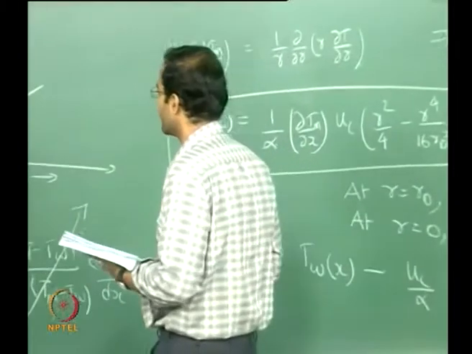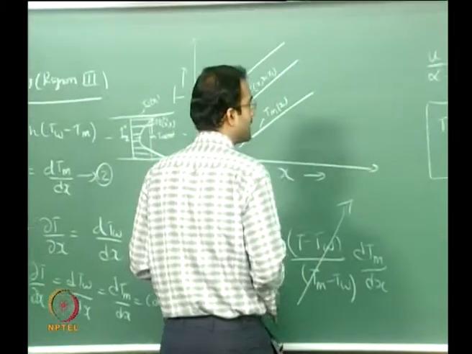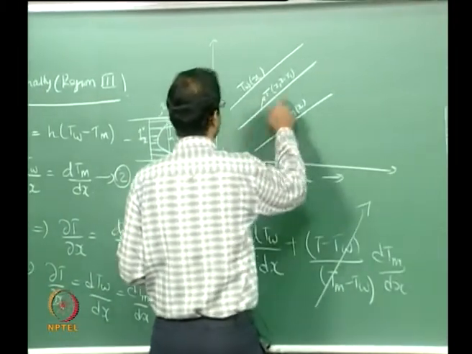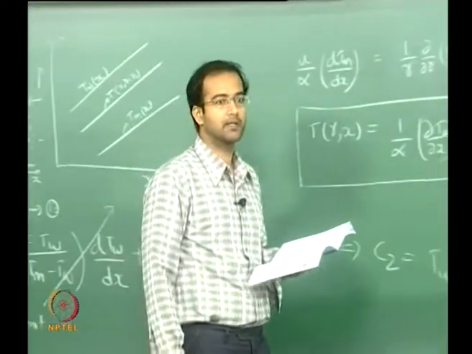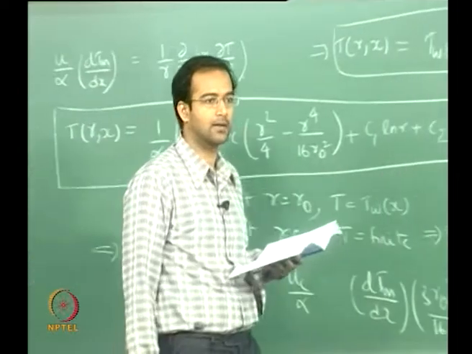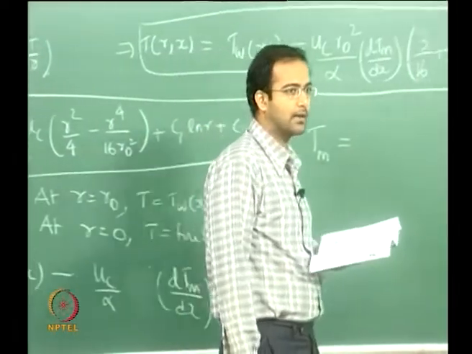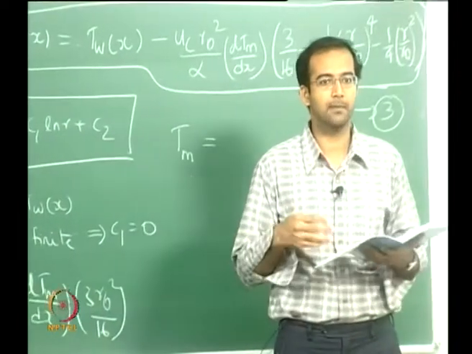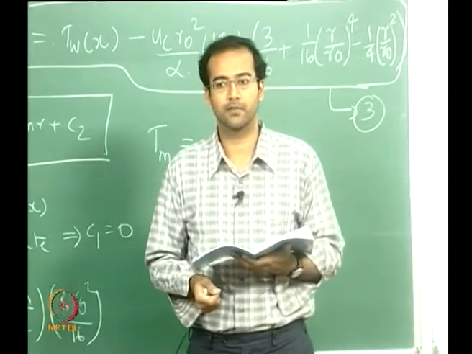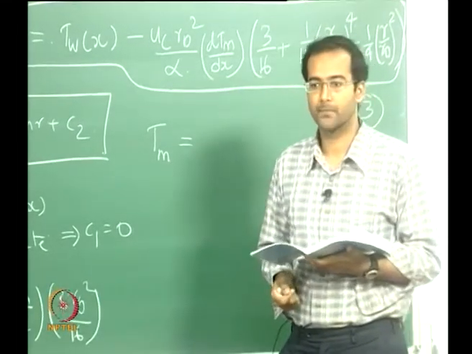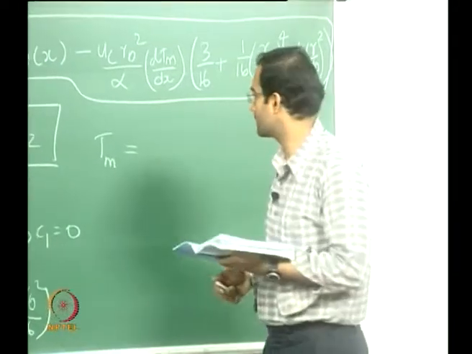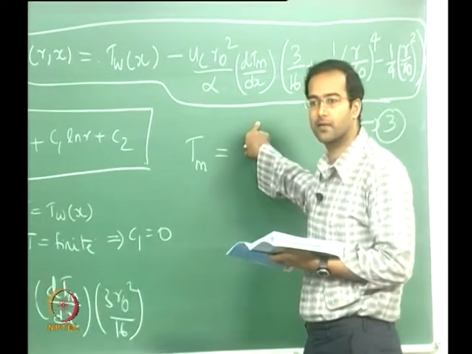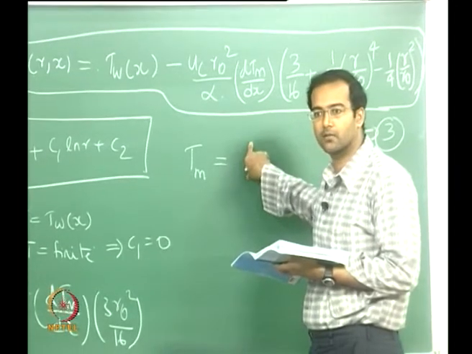So we now know the variation of T with respect to both X and R. Now we should get an expression for the mean temperature varying with X, okay, and of course the wall temperature, or Tm minus T wall, the difference between them. So how do we define the mean temperature? Yeah, so it is basically a mass weighted average of temperature. And how do you mass weight?